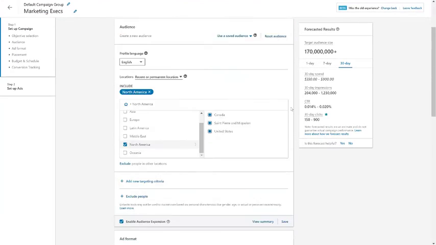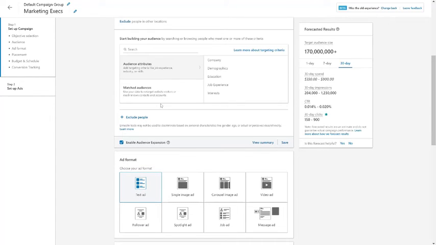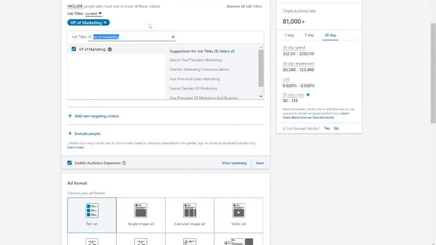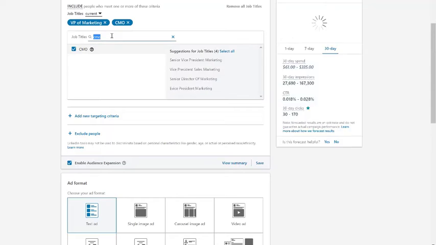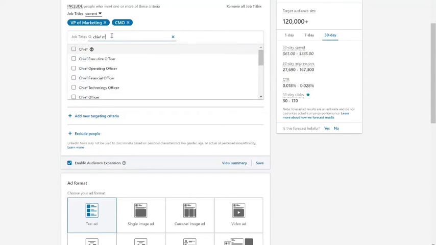Okay, let's go down to add a new targeting criteria. We'll start with job title. So we go under audience attributes, and then to job experience, and then to job title. And we can type VP of Marketing. We can also type CMO. And CMO should cover Chief Marketing Officer, but let's try spelling it out. Chief. Okay, it got Marketing Chief as part of that.